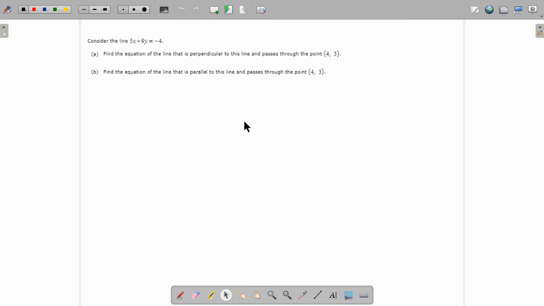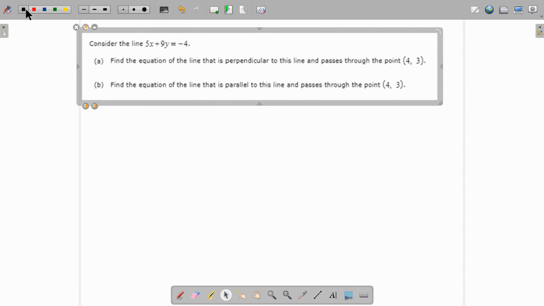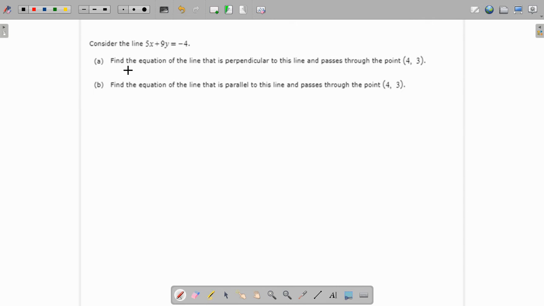All right. Here's one more to try. This adds a layer of complexity. There's an extra piece you have to do here. All right, so what I would suggest is, because we need the slope, I would start by solving this for y. So I would subtract 5x from both sides and then divide everything by 9.